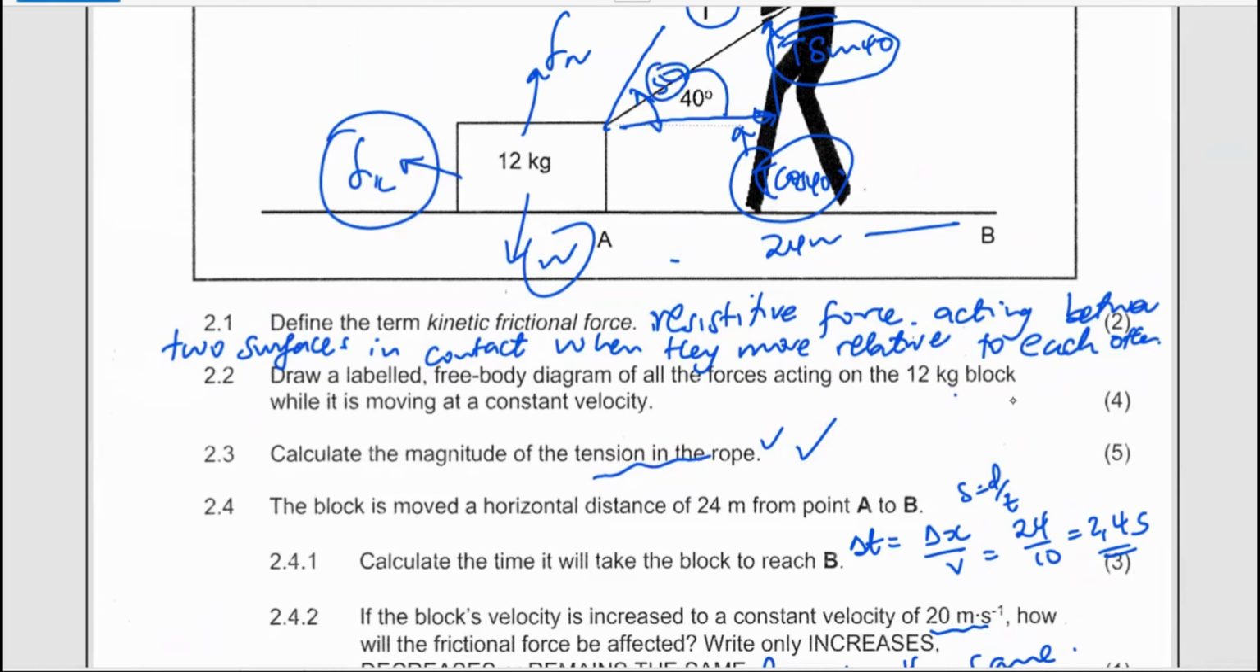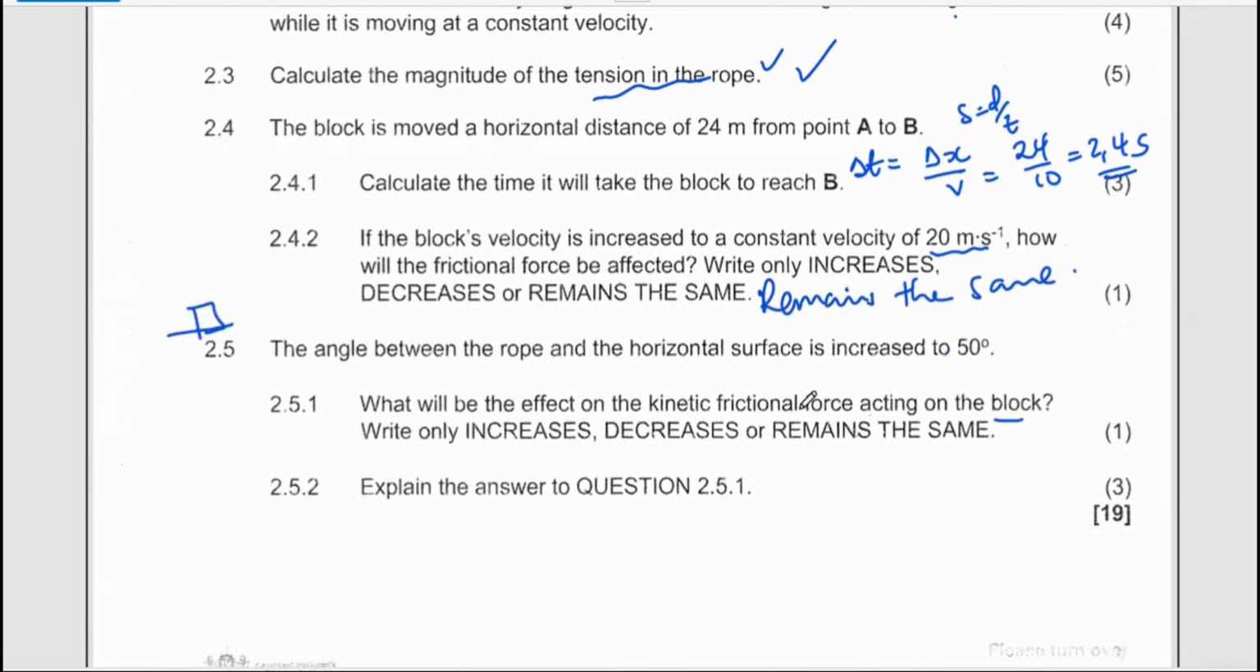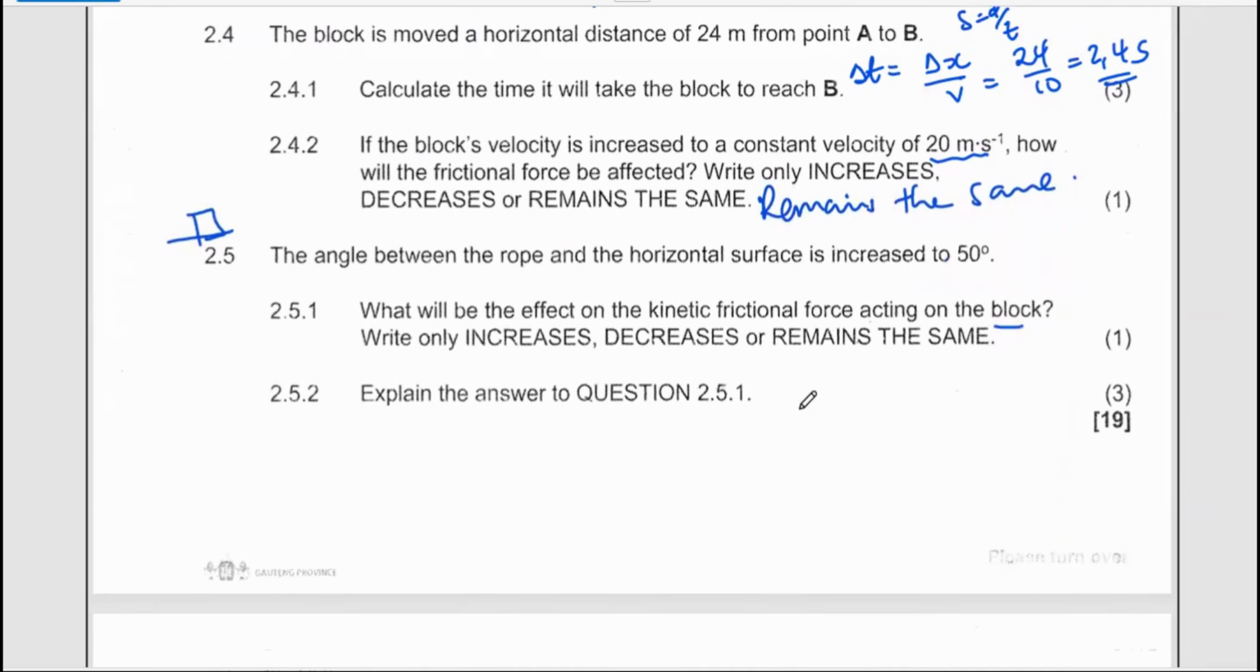But now we're saying that we are increasing it to 50. So let's see. Between the cos of 40 and the cos of 50, which one is bigger? Cos of 40 is 0.766, and then the cos of 50 is 0.64. Meaning that increasing the angle will decrease the normal reaction. And if the normal reaction is decreased, the frictional force will also decrease. So this is going to be a decrease.